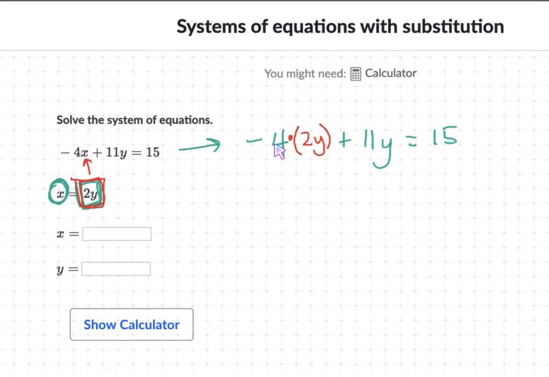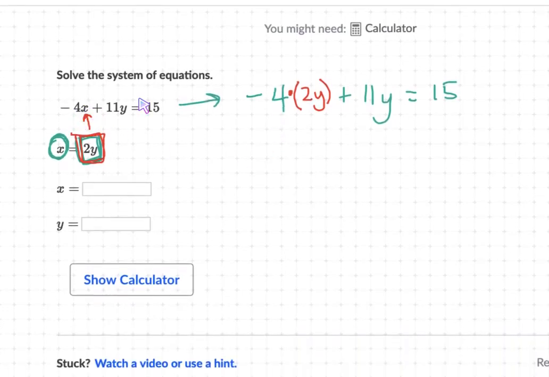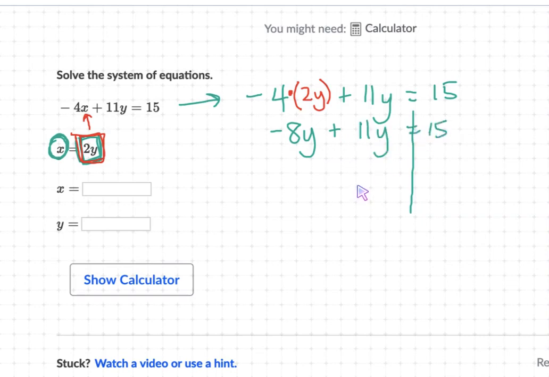You will notice now that this equation originally had x and y, and now it just has y's. That's a good thing. We want that. Because once it just has y's, we can solve for y. We got rid of that x by replacing it with a value that also has y. So let's solve it so you can see what we're talking about. Negative 4 times 2y is negative 8y. And then we're going to add it to 11y and equal to 15. Now negative 8y plus 11y, they are like terms, so we can combine those. Negative 8 plus 11 is 3y. You can use the calculator here. So they are like terms.